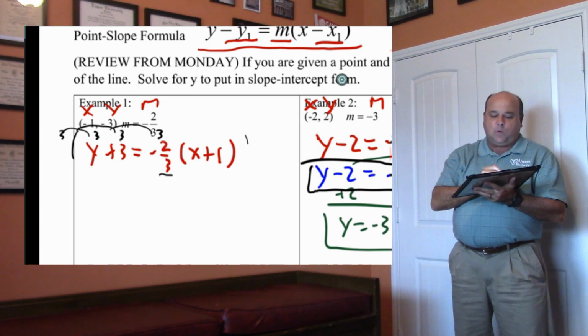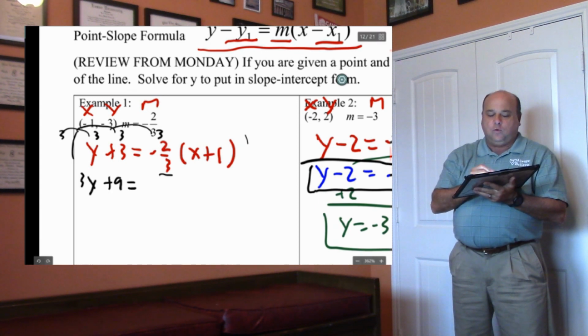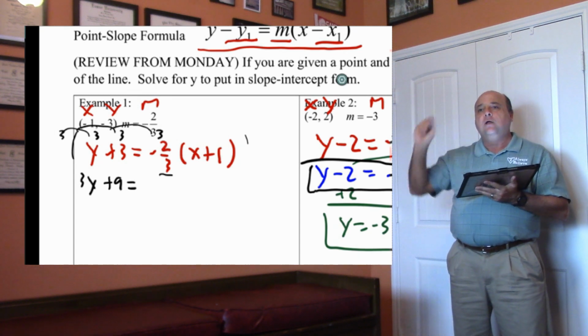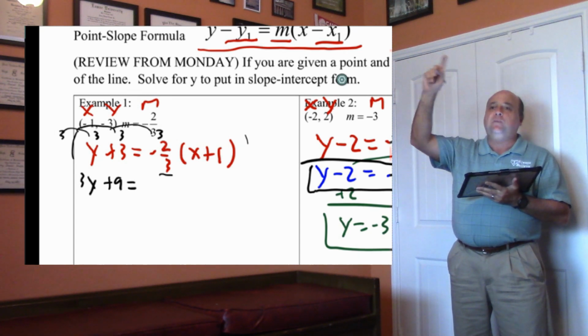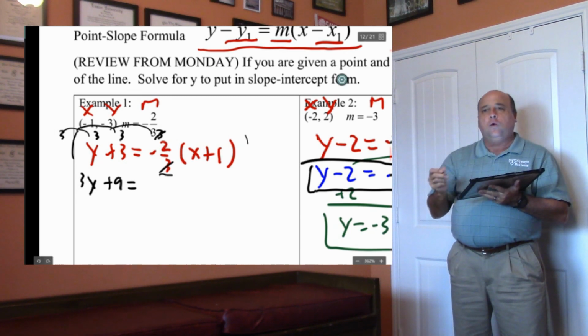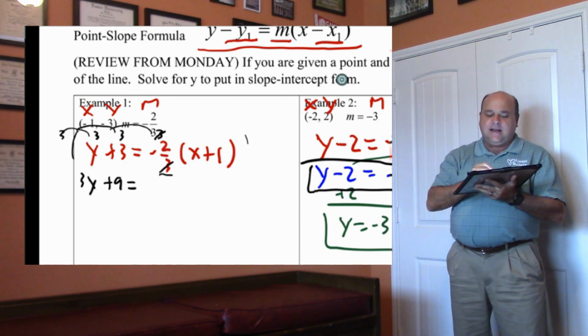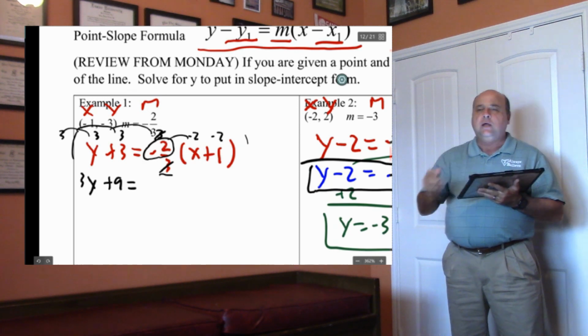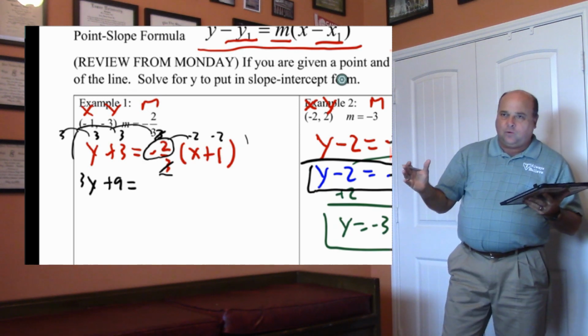So 3 times y is 3y. 3 times 3 is 9 equals, and what happens here? The reason we put the 3 on top is so that the 3's will divide out. 3 divided by 3 is 1, isn't it? So the 3's cancel out, and I'm left with the negative 2, and that distributes. Y'all have never done this before.